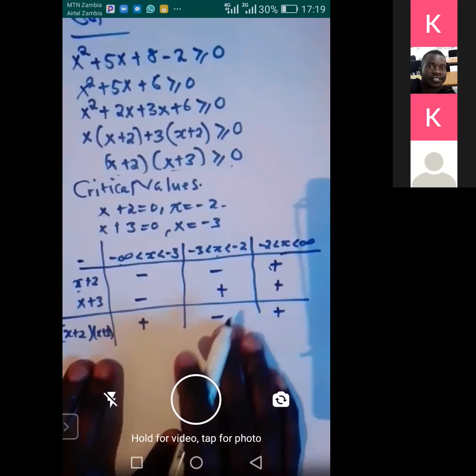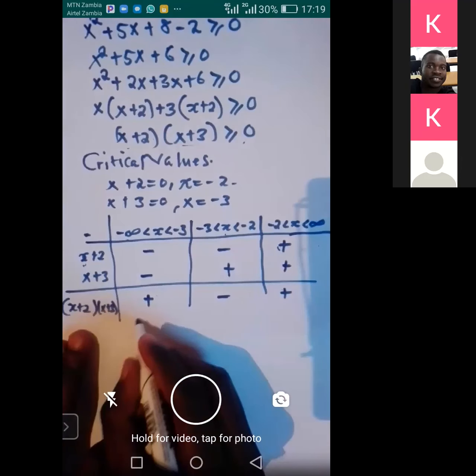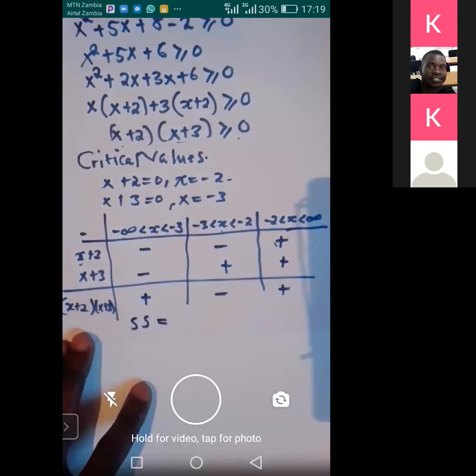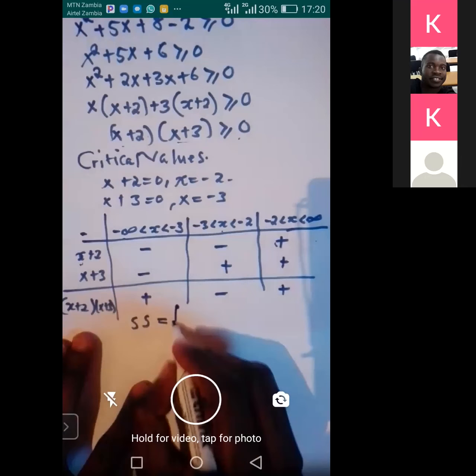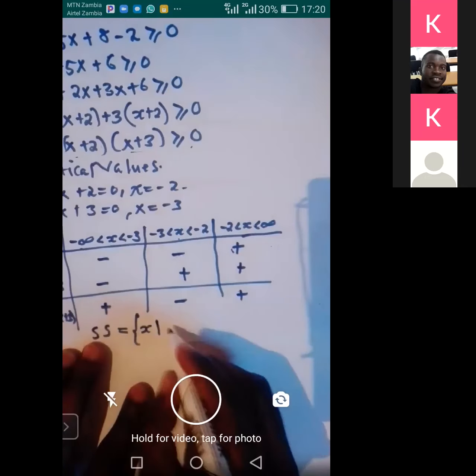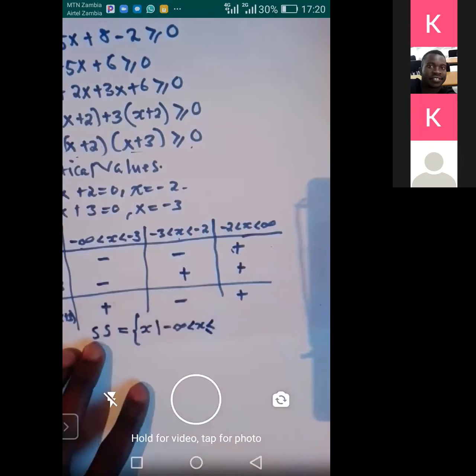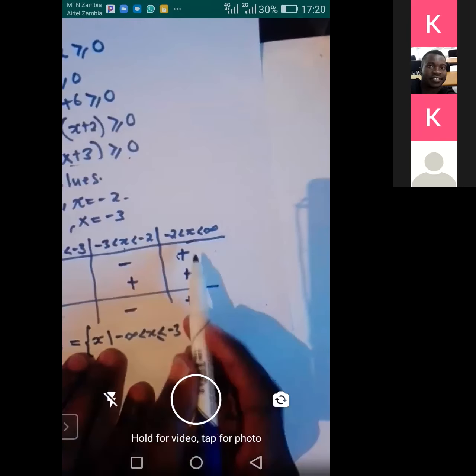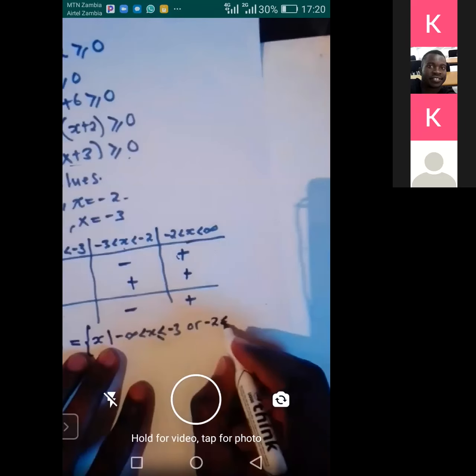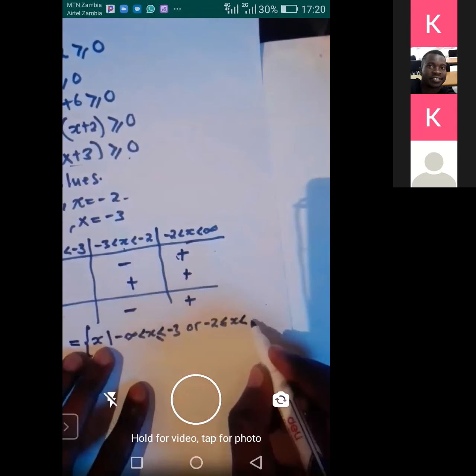So therefore, the solution set to this inequality will be equal to the set of x such that x is in this interval, x less than or equal to -3, and all in this interval here, where x is greater than or equal to -2, all the way up to positive infinity. And of course, there x is a real number.